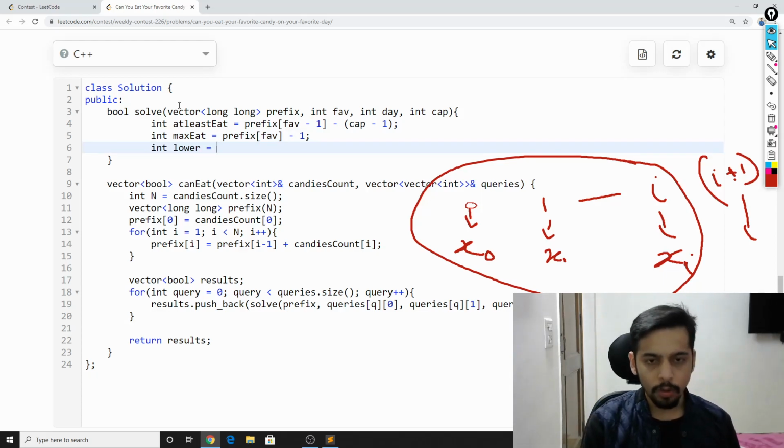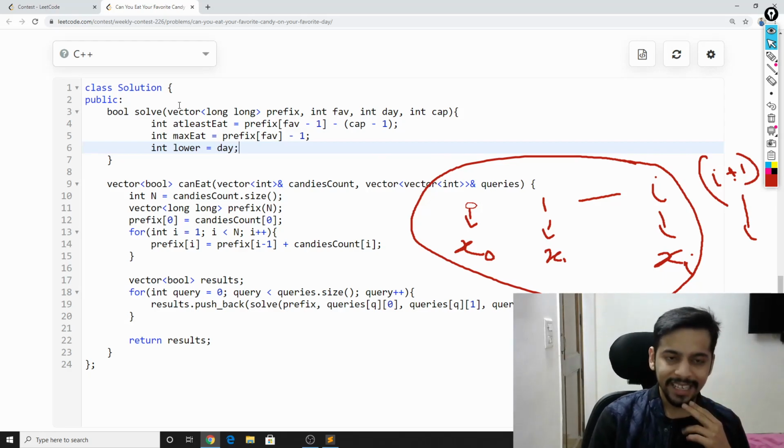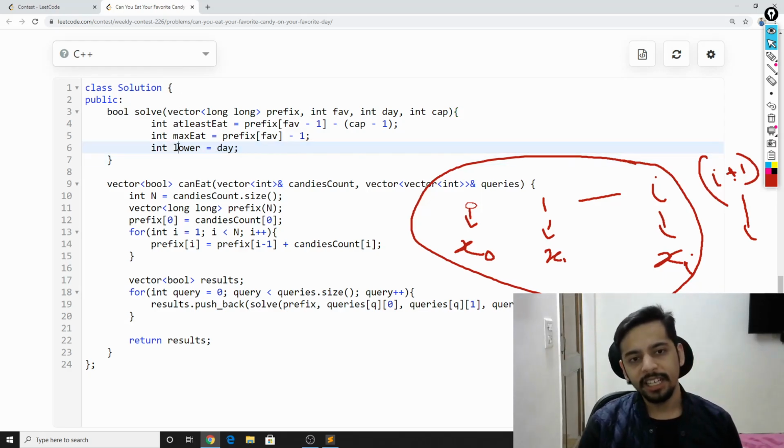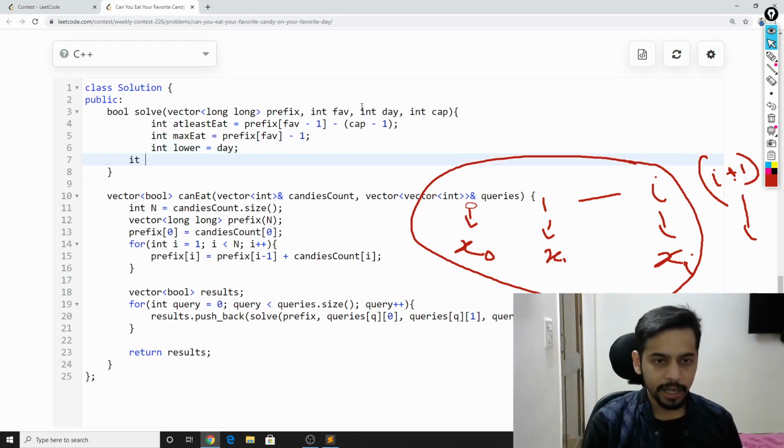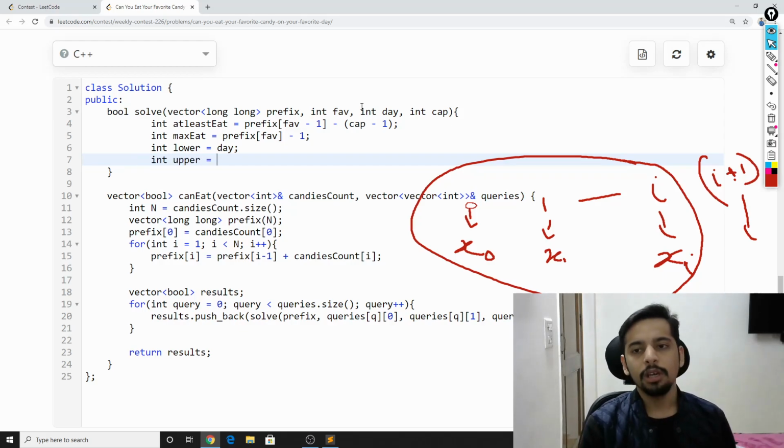Okay. Now, what is the correct lower bound? A correct lower bound would be day minus one. You will have to at least eat these many chocolates because every day you need to eat one chocolate. So if day equals two, then on day zero and one you need to eat at least one chocolate. You need to eat that, right? And the upper bound, the max you can go up to, is that you eat the maximum capacity on every day.